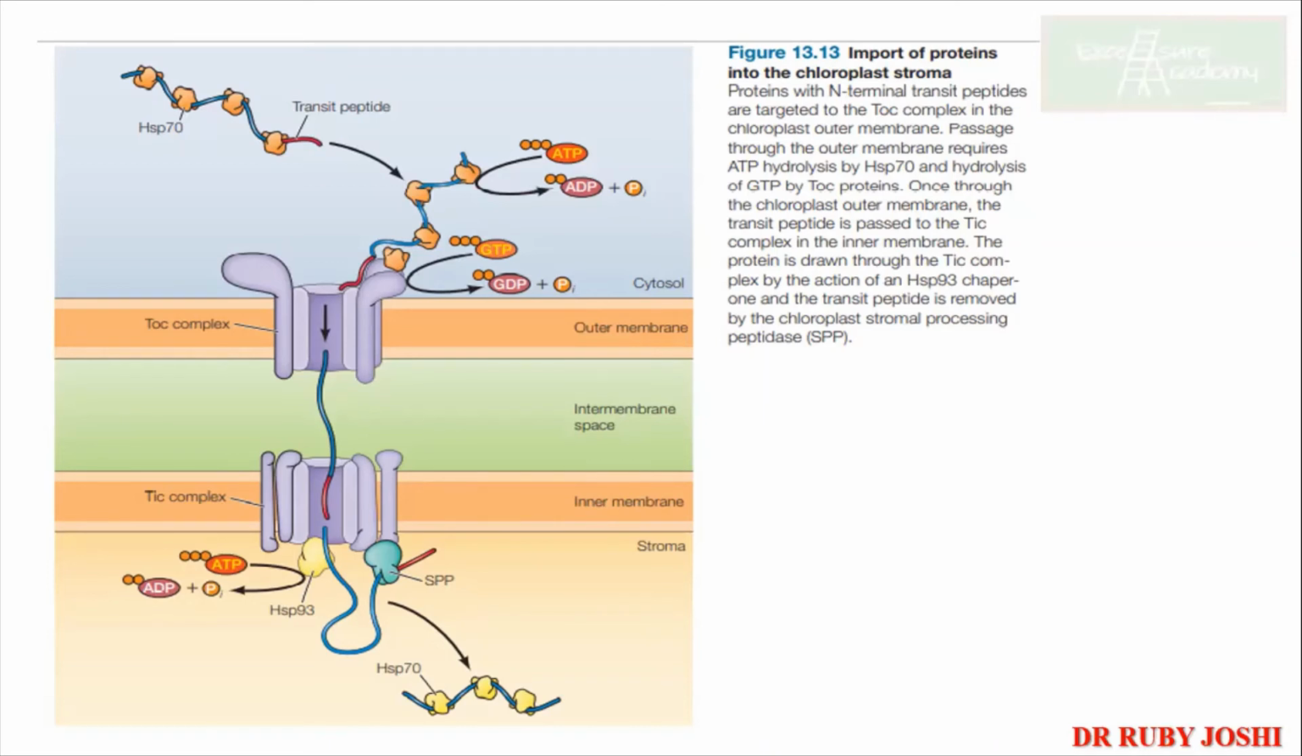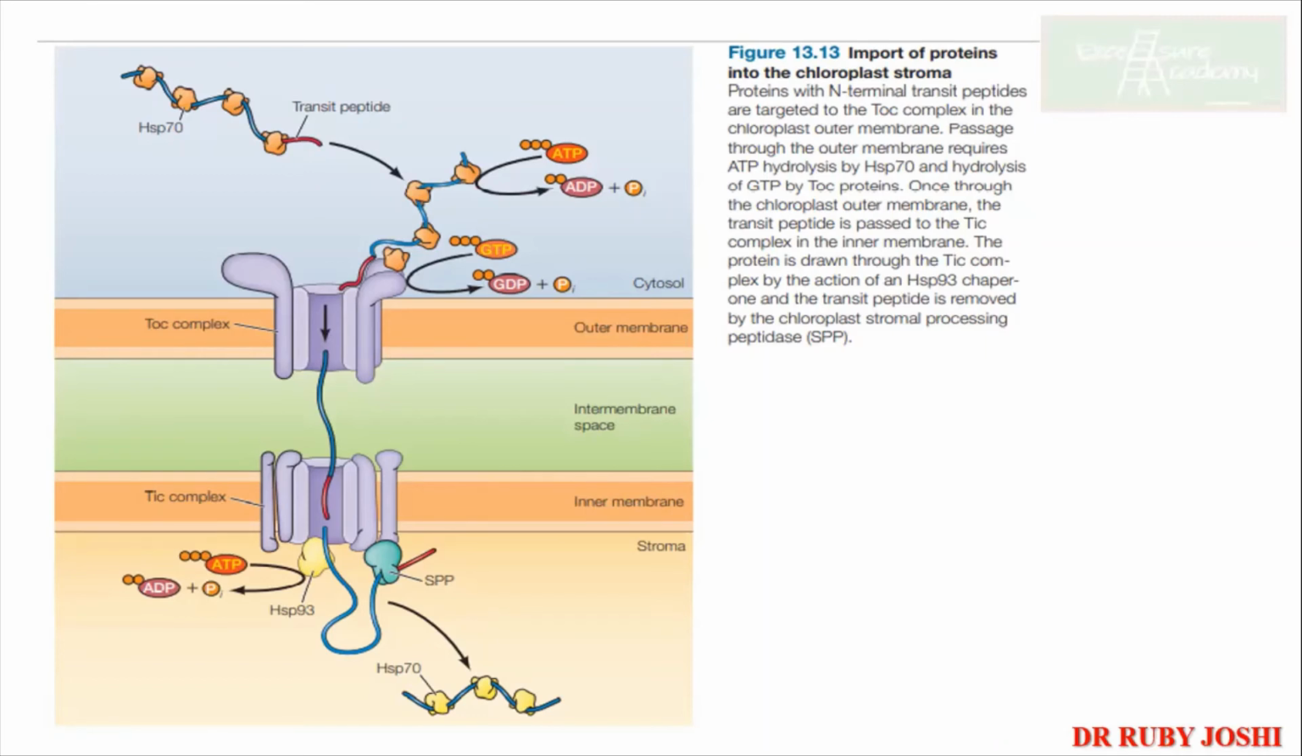And when it reaches the TOC complex, the TIC complex joins, and it allows the peptide to pass through the intermembrane space, and it comes out of the TIC complex, and there comes HSP93 and SPP. So there is again hydrolysis, and it pushes the peptide to the stroma, and if it is for the membrane, it pushes towards the membrane.